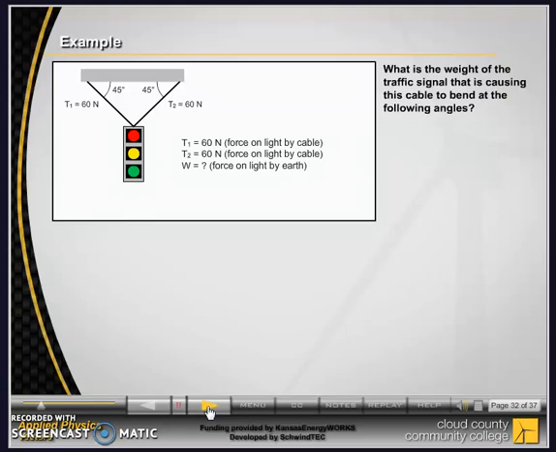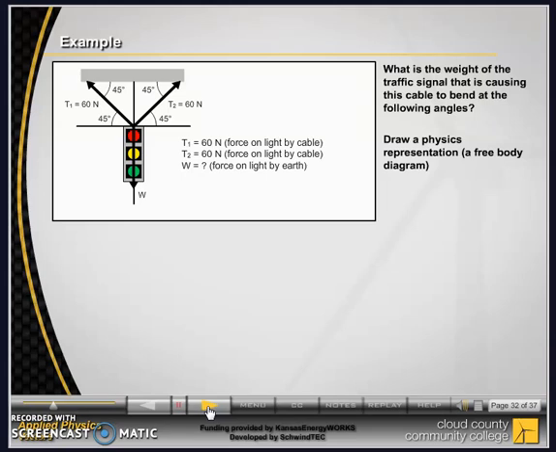To find the weight of the traffic signal, we would need to draw a physics representation, a free body diagram. But first, you should look at the real-world representation and draw arrows in the direction of the forces that are acting on the traffic light. You are now looking at a simplified model of the physics representation picture. This is the free body physics representation. Assume this is what the textbook describes as a free body diagram.